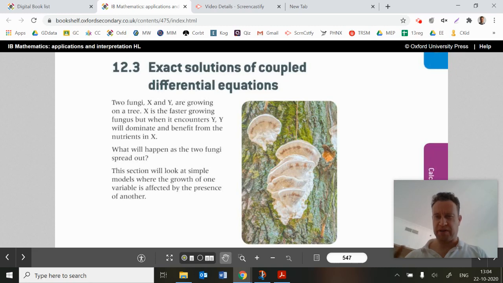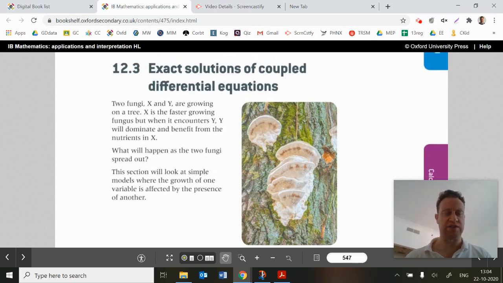So this will become apparent as we go through the exercise, of course, but let's have a look at this brief introductory question here. They say two fungi, X and Y, are growing on a tree. X is the faster growing fungus, but when it encounters Y, Y will dominate and benefit from the nutrients in X. So their growth over time are dependent on each other.